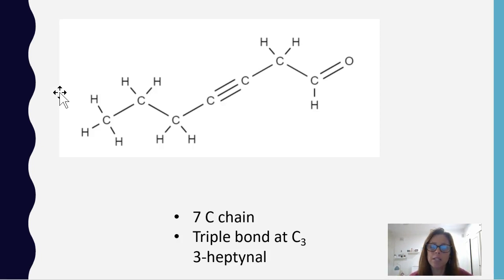So just to mix things up and make them a little bit more tricky, we've now got a 7 carbon chain, but we've also got a triple bond in there. So we're looking at a hept group for the 7, and yne for the triple bond. Our carbonyl group is over here on the end, making it an al, so heptynal. But where is that triple bond in relation to the carbonyl group? It's on carbon 3.